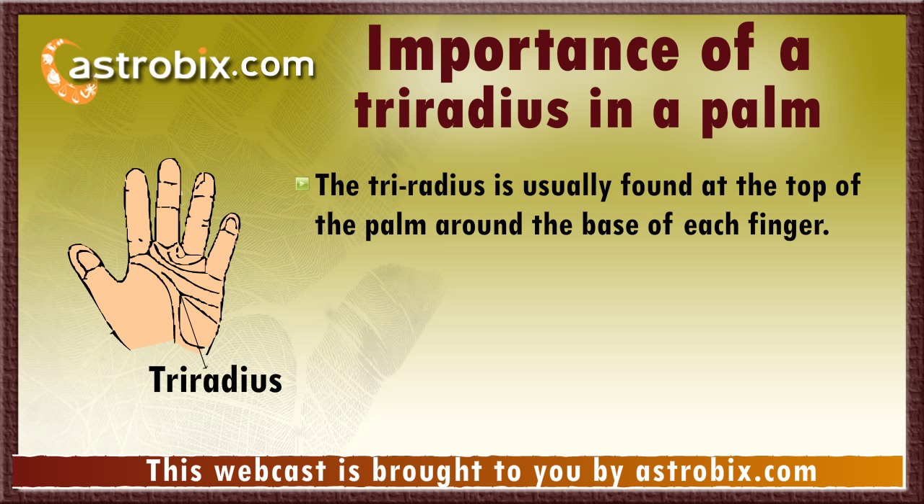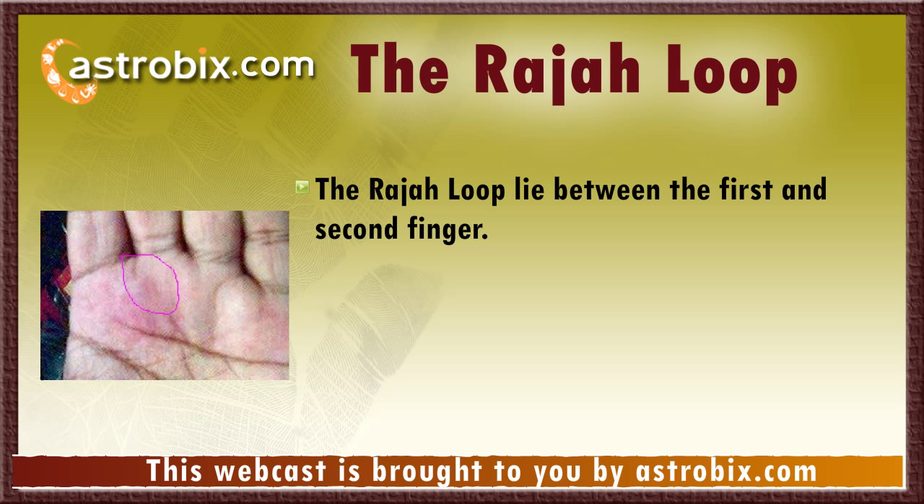The triradius which is present at the center of the palm is known as the axial triradius. It indicates the possibility of some genetic heart disease, but it can be prevented by following a healthy and stress-free lifestyle. The interdigital loop, which lies between the first and the second finger, is called the Raja loop.